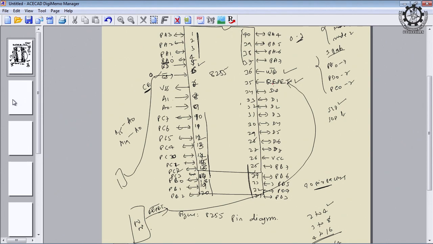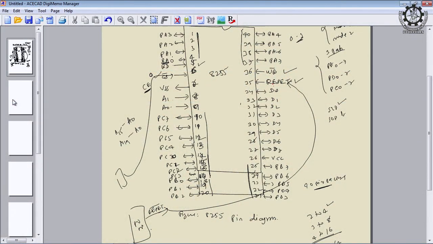Am I clear? So, the reset pin can be connected directly to 8255. So, reset logic is over, chip select logic is over, and of course, read write bar also. Both the signals are available in 8085. They can also be directly connected to 8255.